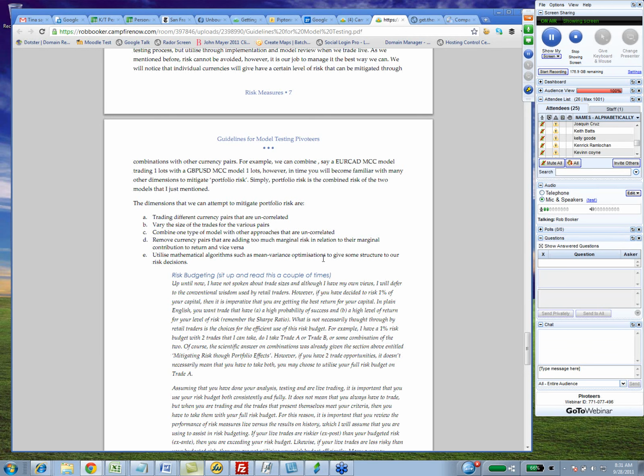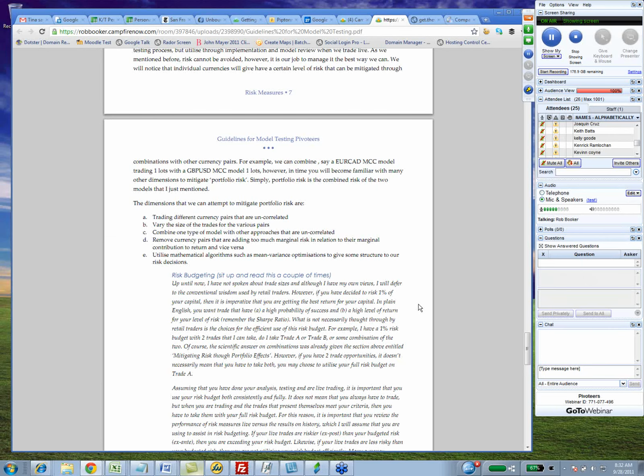The dimensions that we can attempt to mitigate portfolio risk are trading different currency pairs that are uncorrelated. Remember that the pound dollar is going to move in a similar direction as the euro dollar, and the euro yen and the pound yen are going to be the same. And if your only two currency pairs in your portfolio of trading are those two currency pairs, you're essentially just doubling your risk, or maybe magnifying it by a factor of 1.5, rather than just taking two different trades.